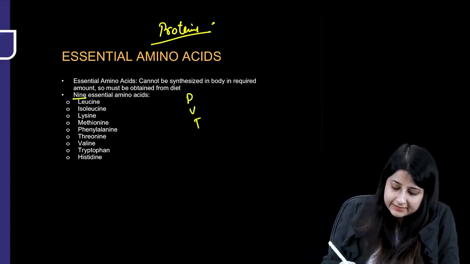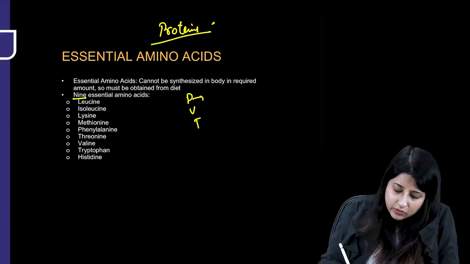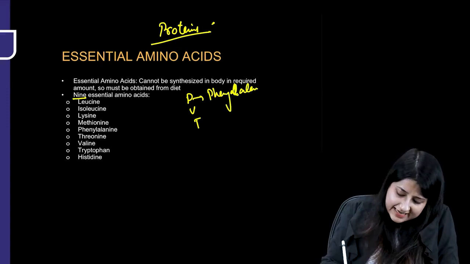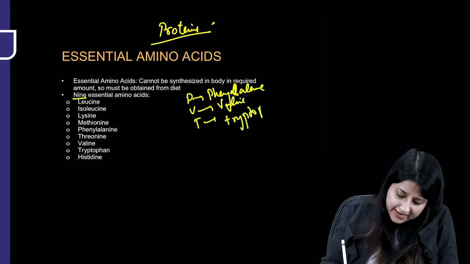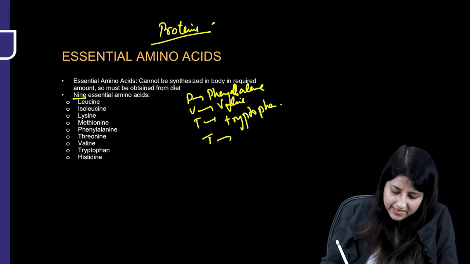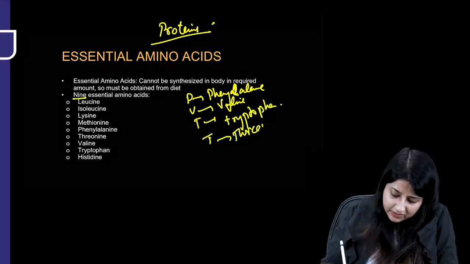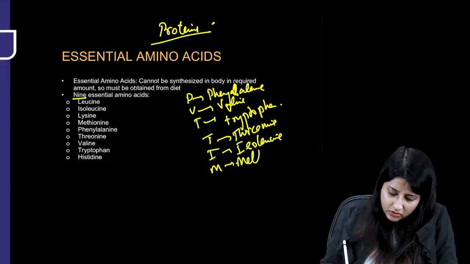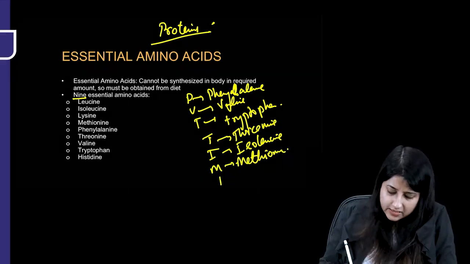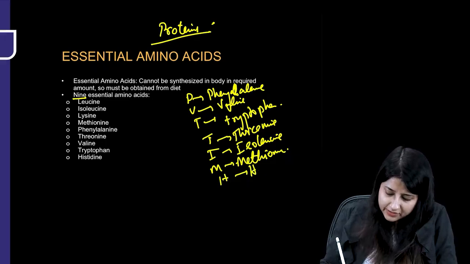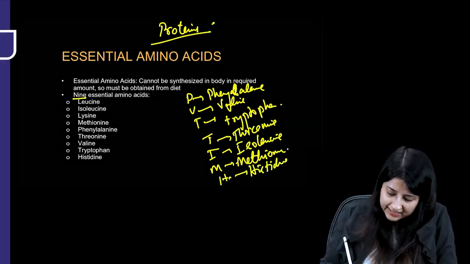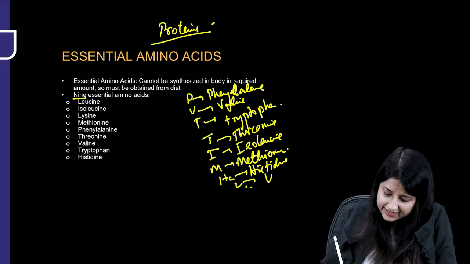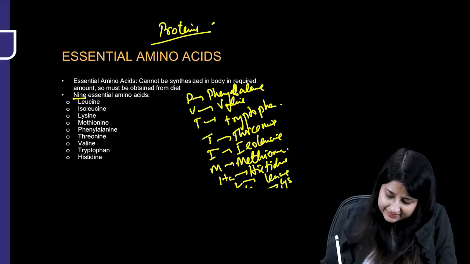You can revise this from the mnemonic PVT Tim Hall. So P stands for what? Phenylalanine, everybody. V stands for valine. T stands for tryptophan. There is another T that stands for threonine. Then there is I, isoleucine. Then we have M, methionine. PVT Tim Hall. Then H stands for histidine. There is no A, but in place of HA you can write LL, leucine and lysine. These are important.